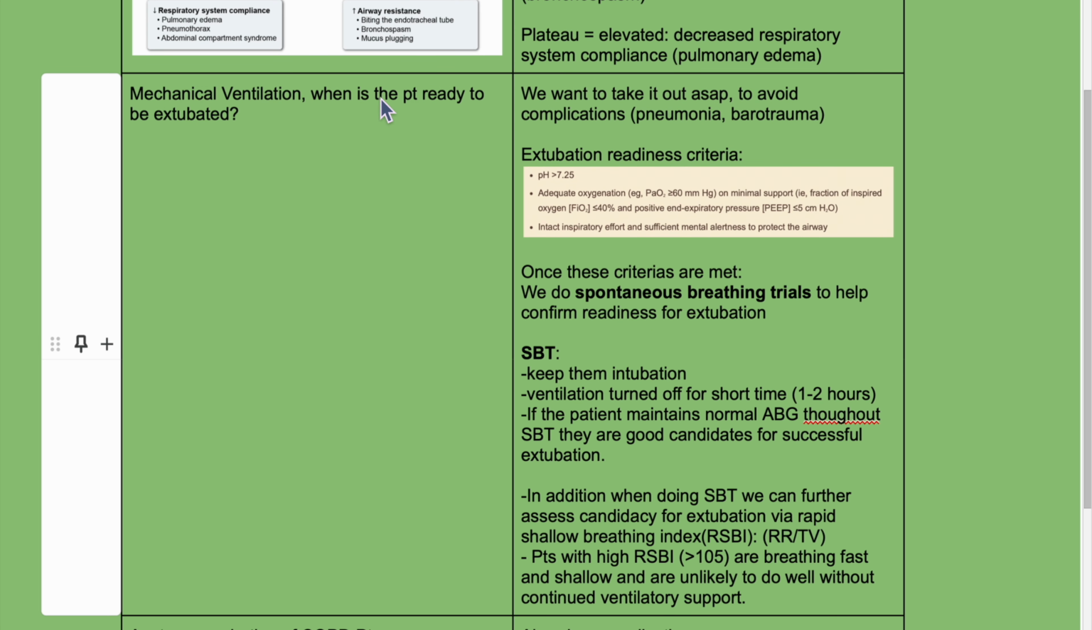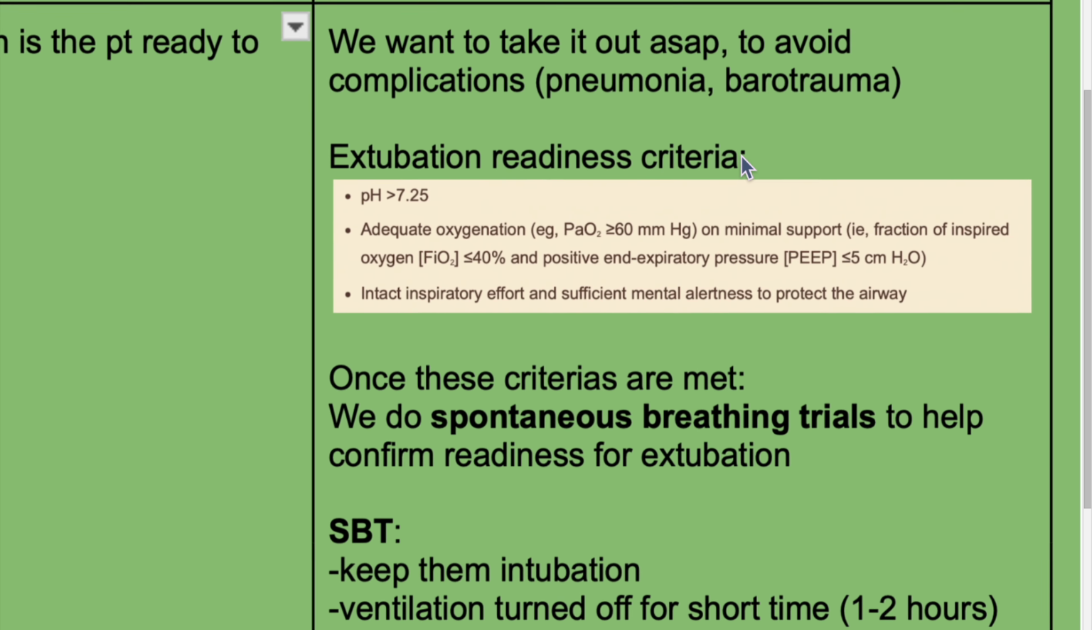Mechanical ventilation: when is the patient ready to be extubated? Okay, so a patient is on mechanical ventilation, everything is coming up correct for him. Like all the vitals are normal now, lab values are getting normal. So when do you decide to extubate the patient? We want to take it out as soon as possible, obviously, to avoid complications like pneumonia or barotrauma. Extubation readiness criteria is this.